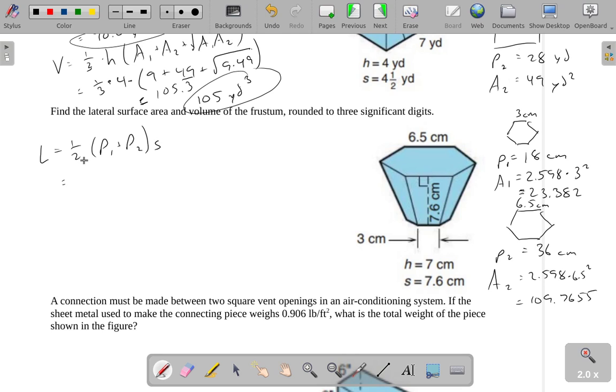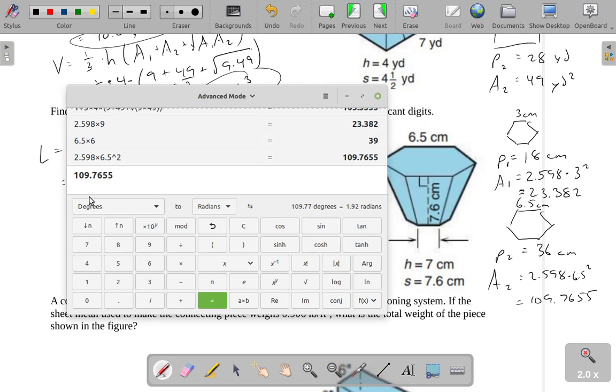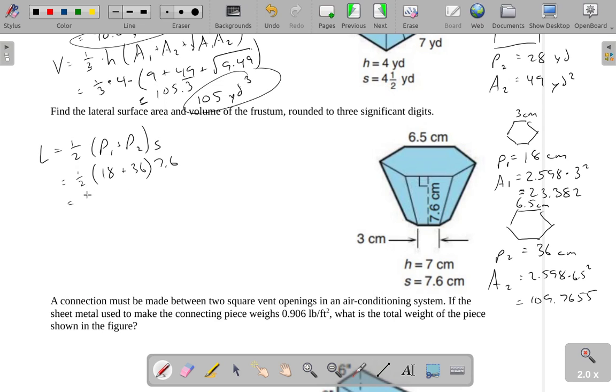So for here, 1/2 times the sum of my two perimeters, that's 18 plus 36, times the slant height, which is 7.6. Times 18 plus 36, close the parentheses, times 7.6, which gives me 205.2. We're told to round to 3 significant digits, so I'm going to round this off to 205 square centimeters.